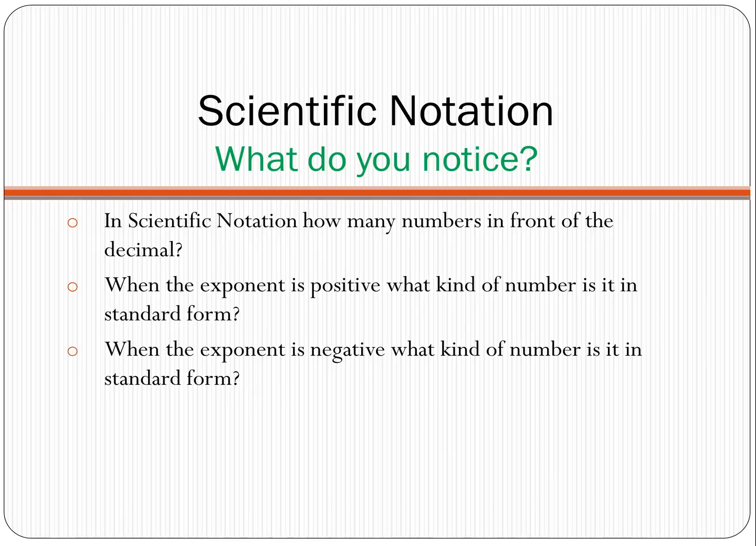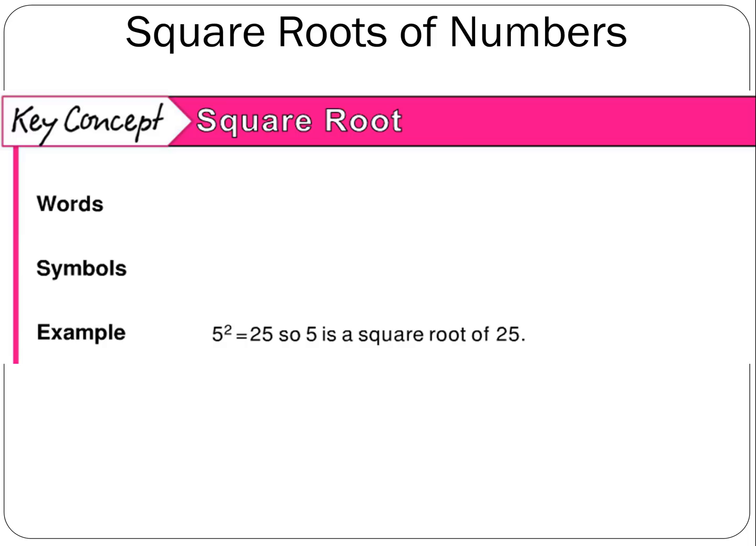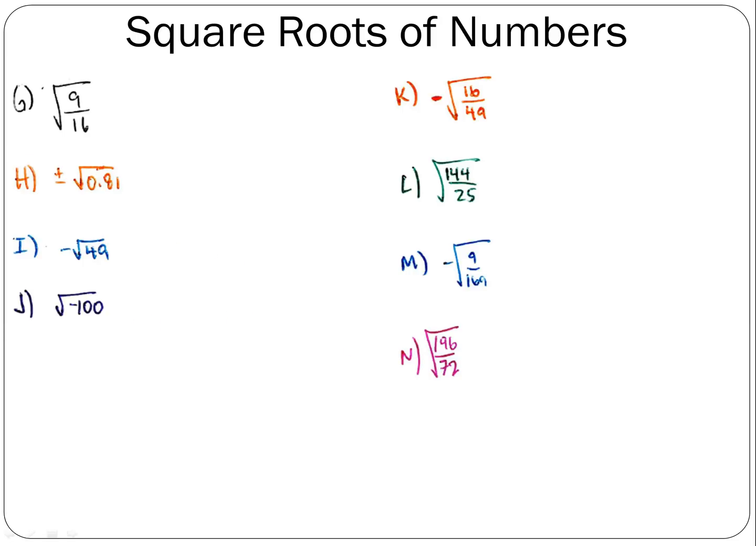Awesome. Now that you've had a chance to take a look at these questions to unpack what we've discovered about scientific notation, let's take a look at square roots of numbers. So a square root, very simply, is a number times itself that equals that number. I'm going to look at some complex examples because this is like 8th grade math, which is what I usually teach. So let's get going with some more complicated examples.